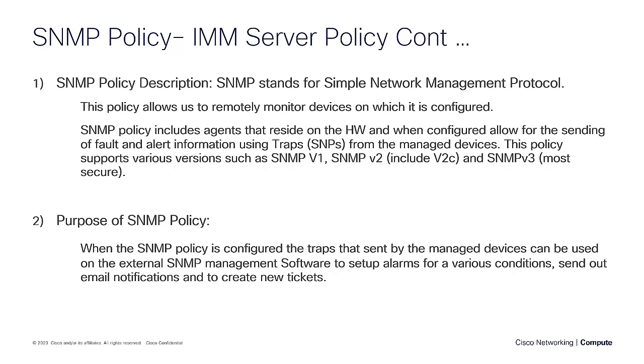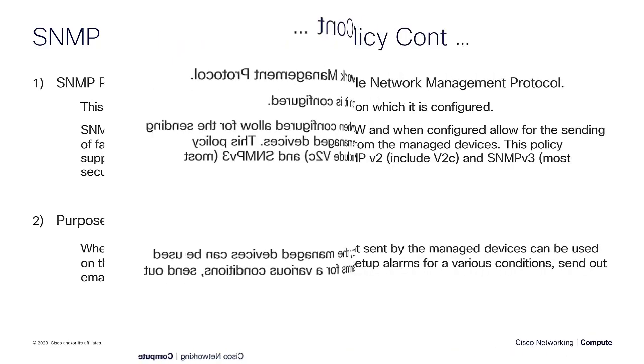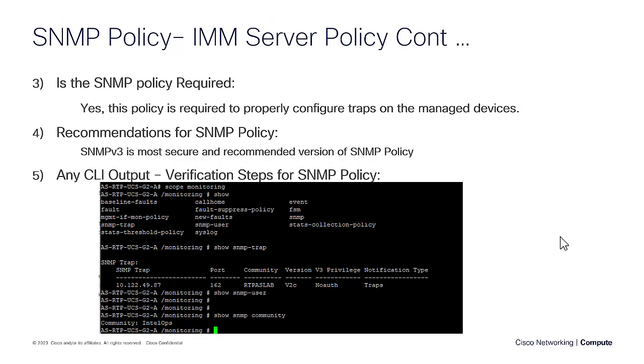Coming to the purpose of the SNMP policy, when the SNMP policy is configured properly, the traps that are sent out to external SNMP management software can help us set up alarms for various conditions. We can send out email notifications when certain signatures or behaviors are encountered. We can also create tickets to break fix certain issues.